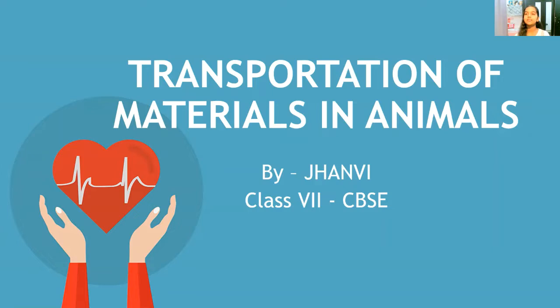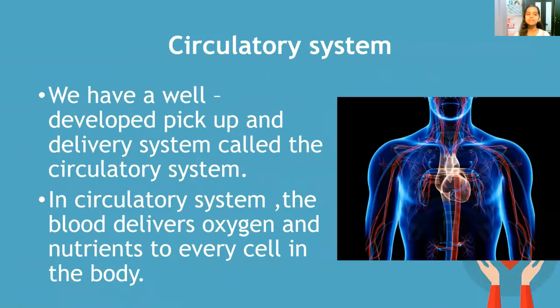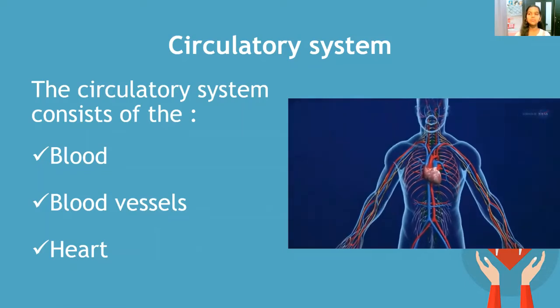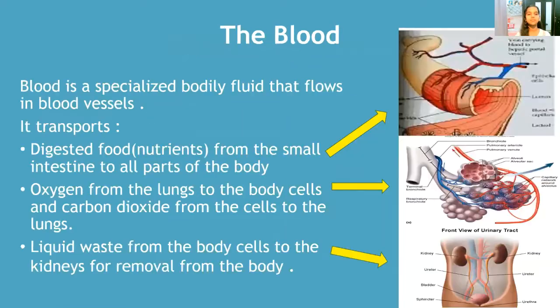Today we're going to learn about the circulatory system. So let's begin. Humans have a developed system called the circulatory system. This system delivers the oxygen and nutrients to different parts of the body. The circulatory system consists of the blood vessels and the heart.